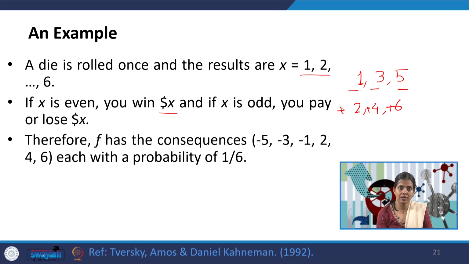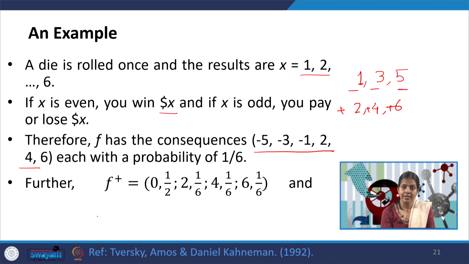Therefore, f has the consequences. We are now arranging it in ascending order: -5, -3, -1, 2, 4, 6, each with a probability of 1 by 6 for a fair dice. Now, further we can write the prospects as f plus: I have 0 with a probability of half, but 2 with 1 by 6, 4 with 1 by 6, 6 with 1 by 6. Now, these 1 by 6, 1 by 6, 1 by 6 add up to 1 by 2, and that is why we need to add another 0 with 1 by 2.